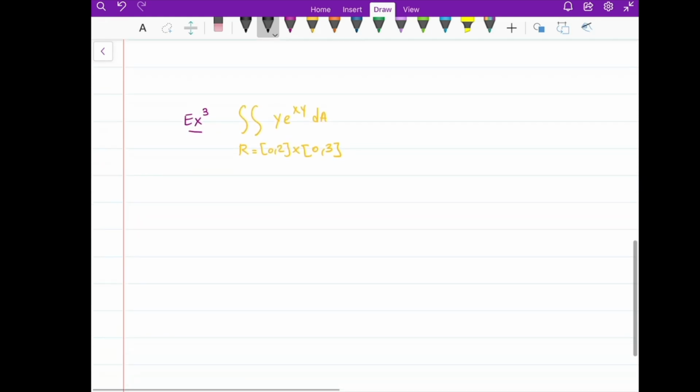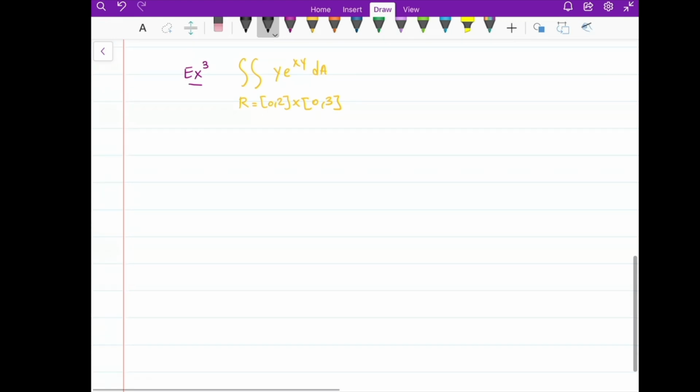Now, let me do the third example. I'm going to set up the integral first. So I'm going to do y e to the xy. Let's do dy here. Dy dx, I'm going to put the bounds for y here, which would be 0 and 3. Okay, the bounds, pay attention to the bounds. And then dx, I'm going to put the bounds for dx in here. Now let me integrate the inner integral.